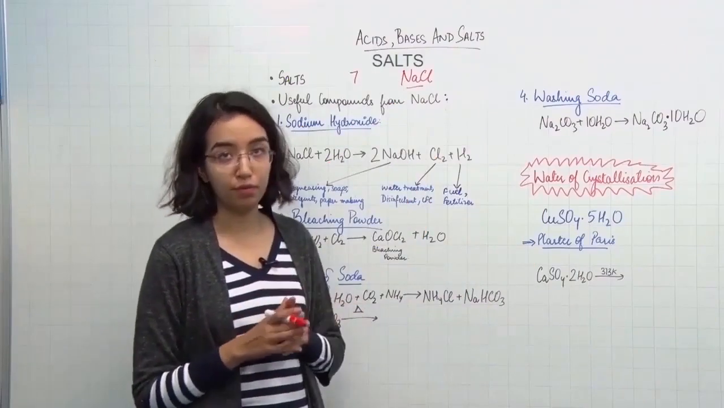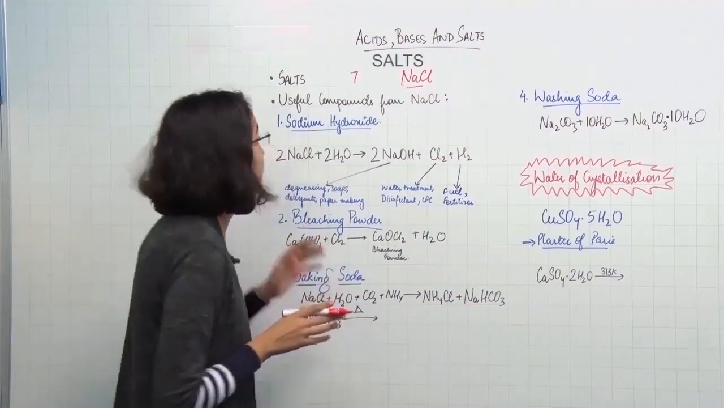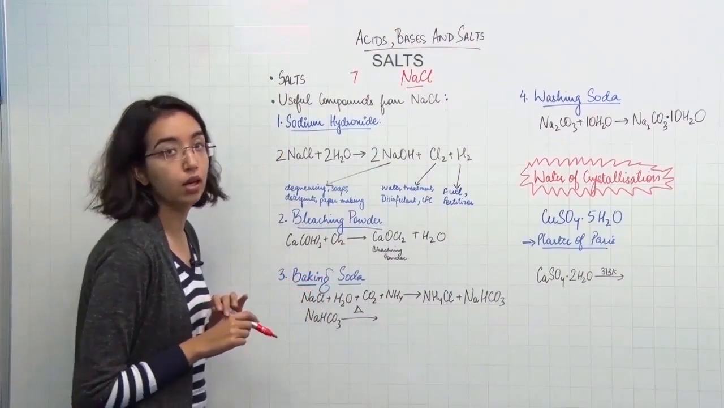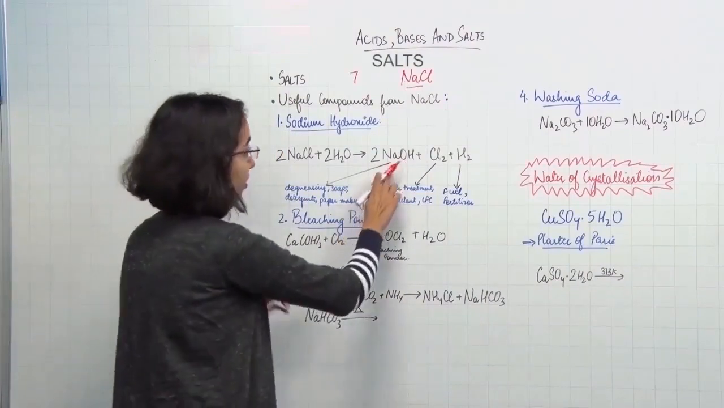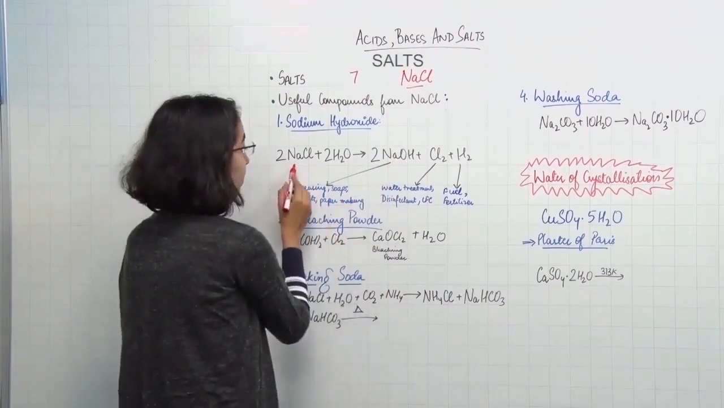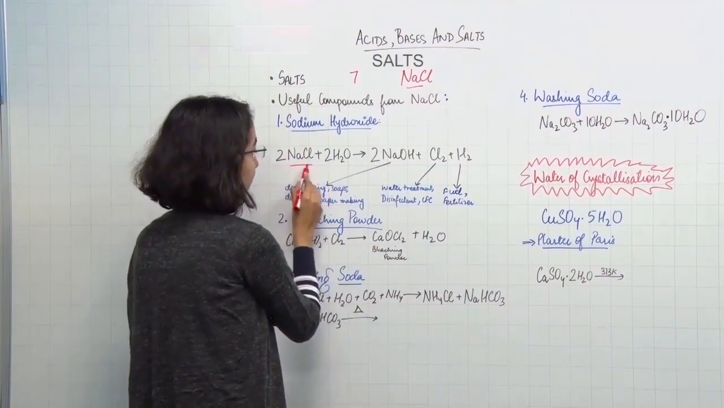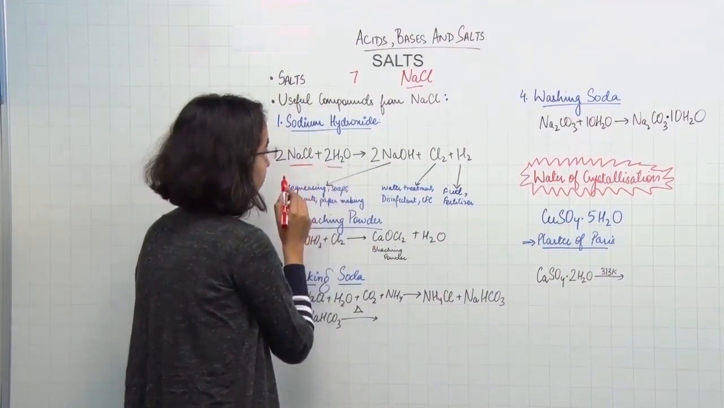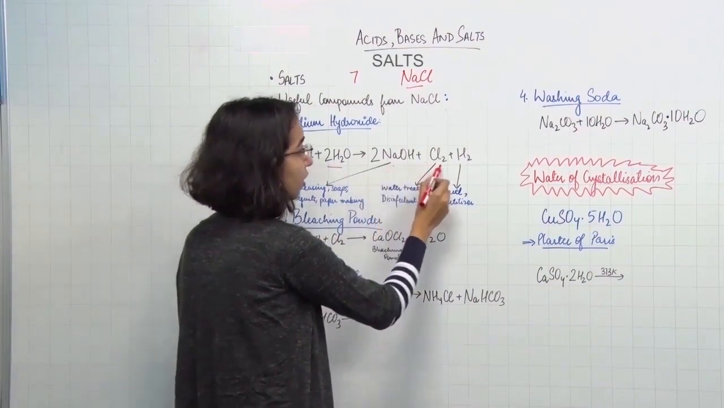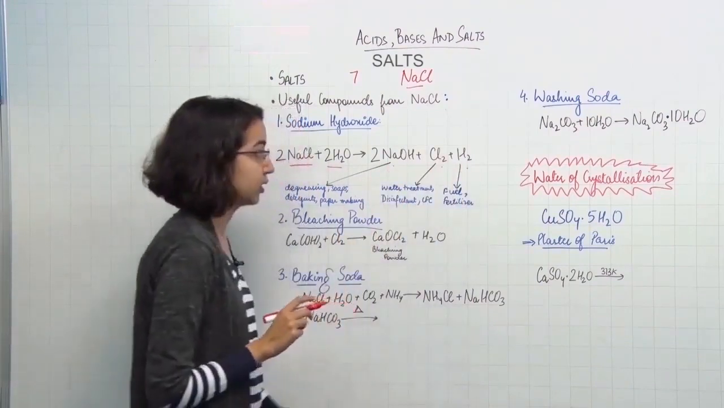So let's begin with the first one. The first compound of the day is sodium hydroxide. Sodium hydroxide, NaOH, is created by interacting NaCl with water. It forms sodium hydroxide, chlorine gas and hydrogen gas.